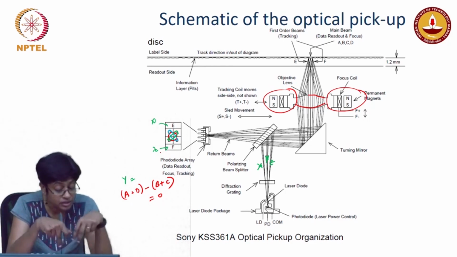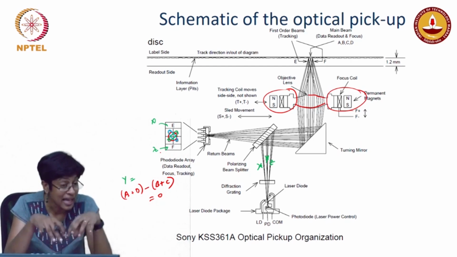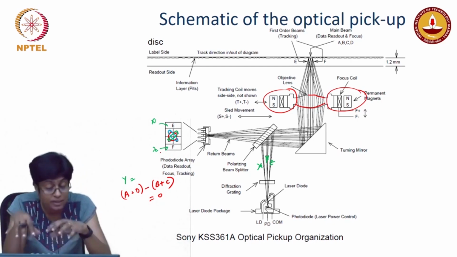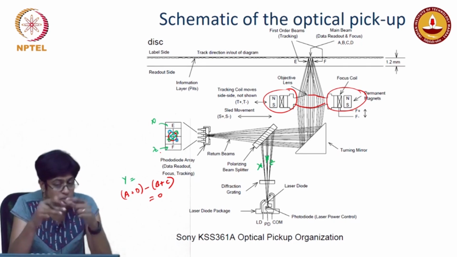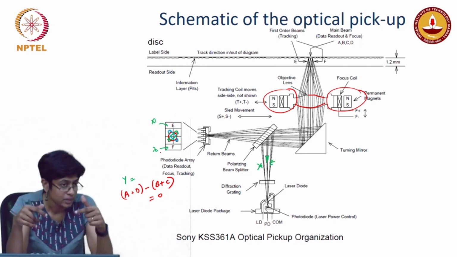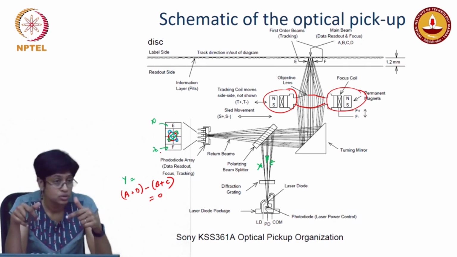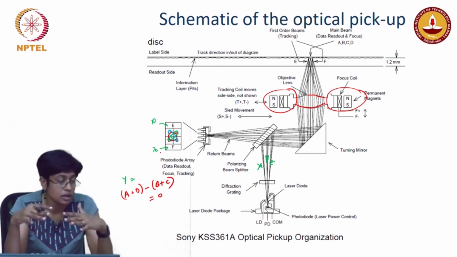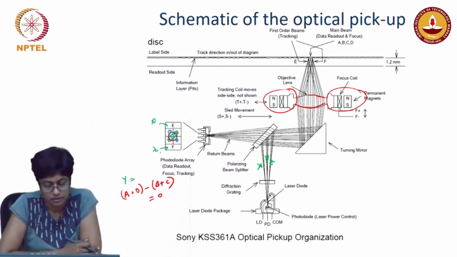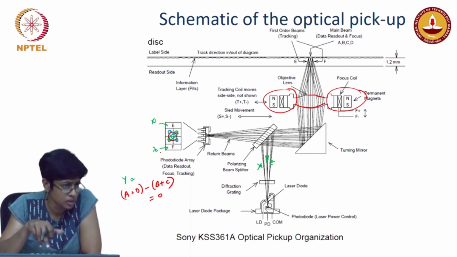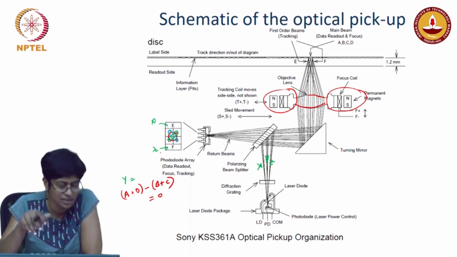So you're monitoring all these signals and using it as feedback, which is going back to this lens, which is a lens with magnetic coils, right? And that allows you to move the lens accordingly. So of course, there's a lot of electronics that's happening here, right? And the aim of the electronics is to make this optical signal useful, to ensure that you're getting correct data.